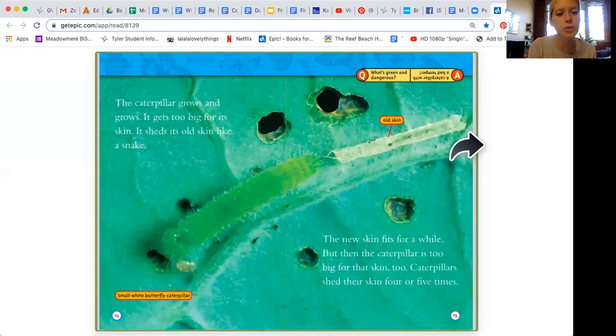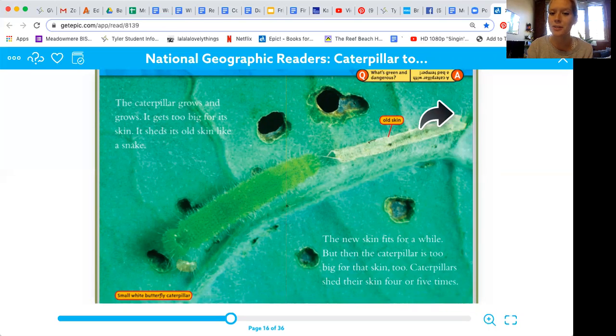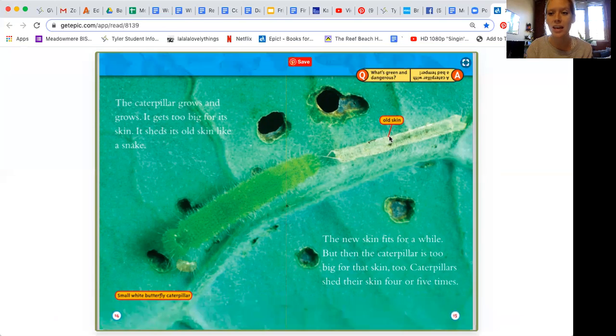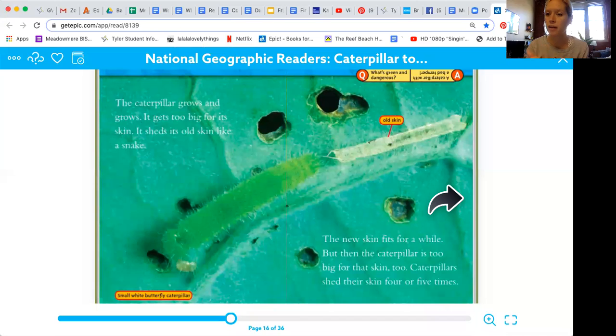A caterpillar grows and grows. It gets too big for its skin. It sheds its old skin like a snake. See, old skin is labeled right here. And they made a really good comparison to a snake. Good readers are always comparing and contrasting different things, different texts, different characters, and even text-to-world connections like they just did for us.